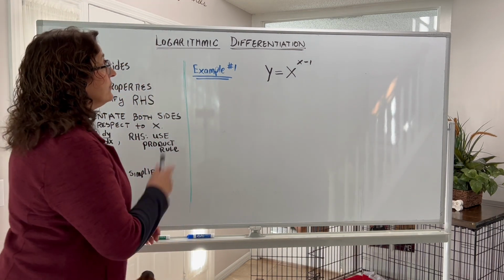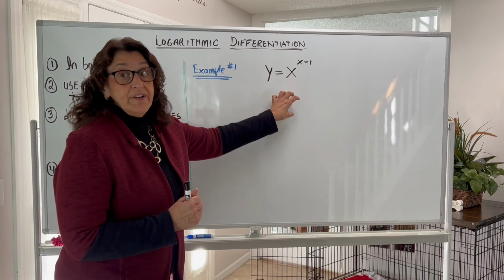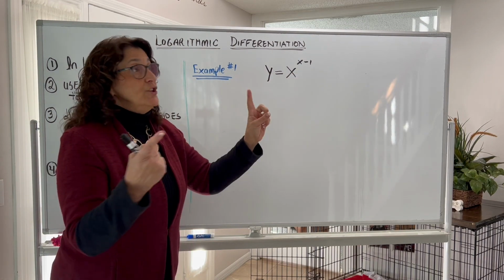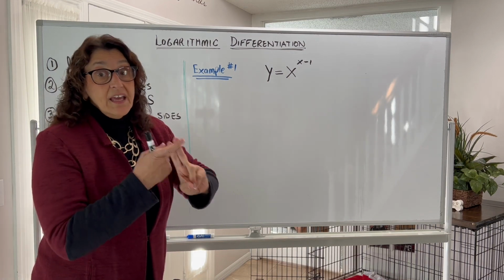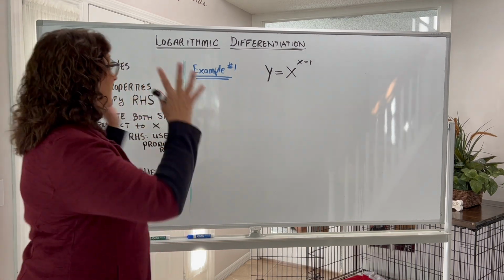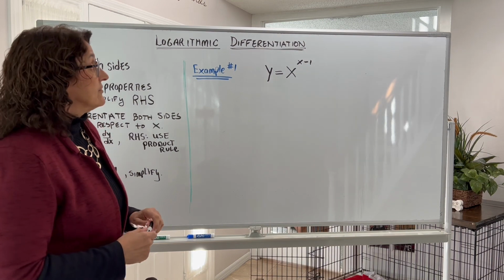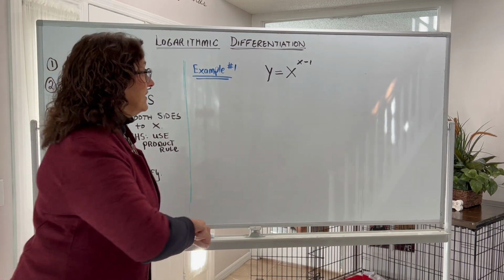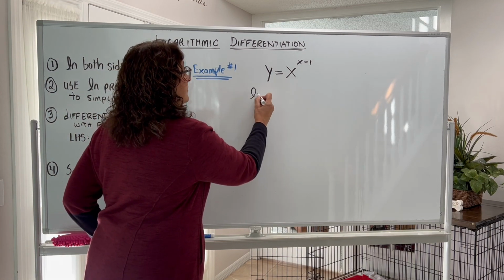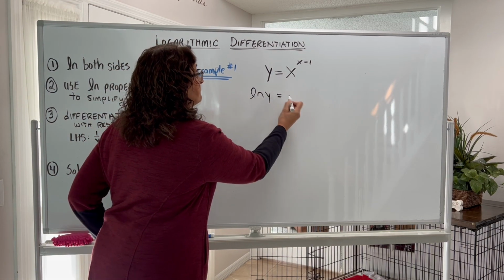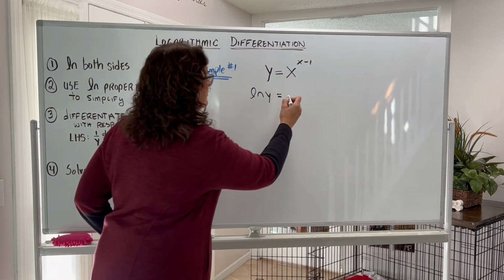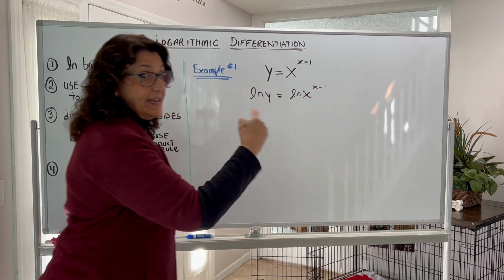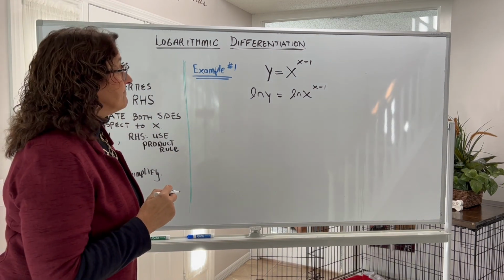Okay, so first thing we want to do, we want to find the derivative. When you have a variable base and a variable exponent, you can't use the power rule and you can't use the exponential rule. You have to follow this logarithmic differentiation process. So the first thing we want to do is natural log of both sides of the equation. So we have ln y on the left, and we're going to natural log the right-hand side. So we have natural log of x raised to the x minus 1 power.